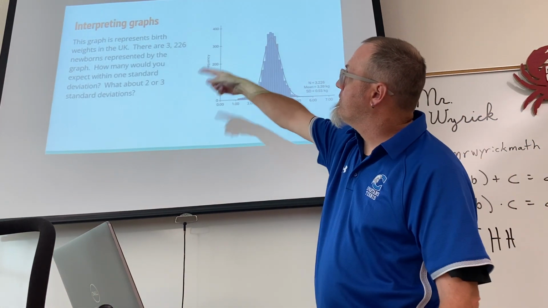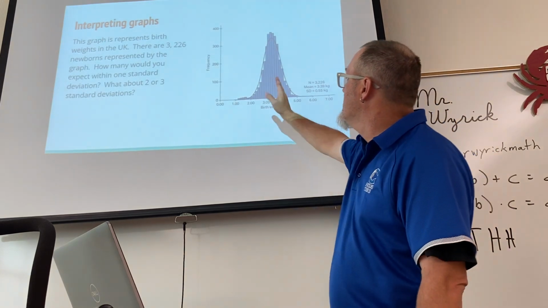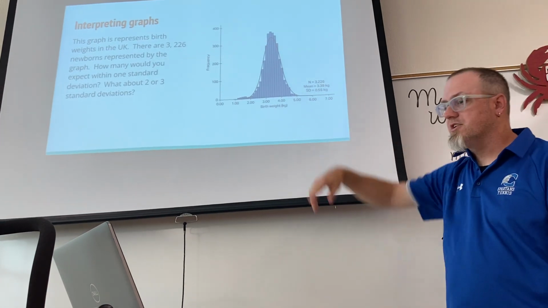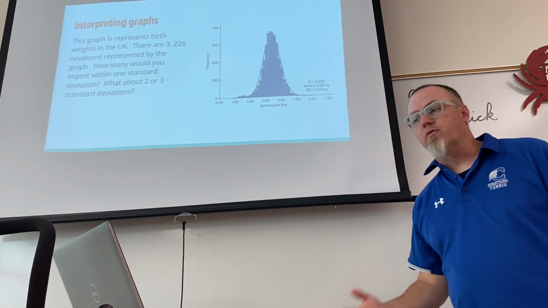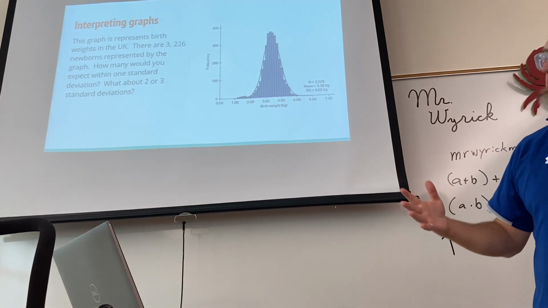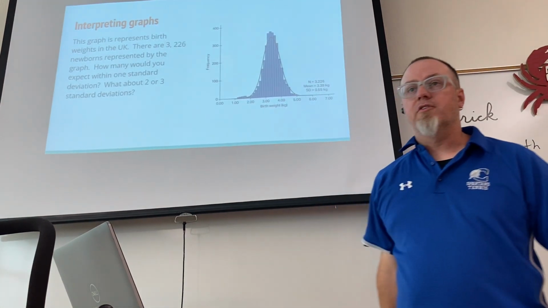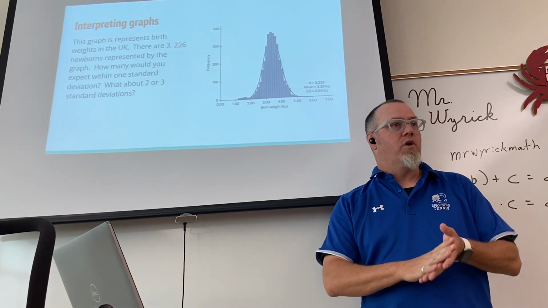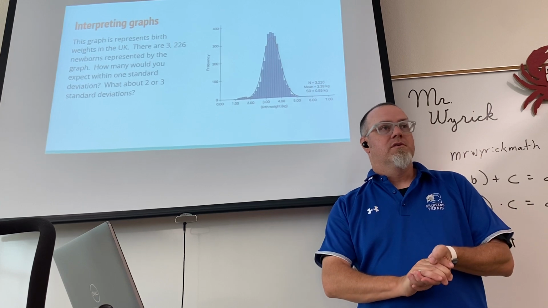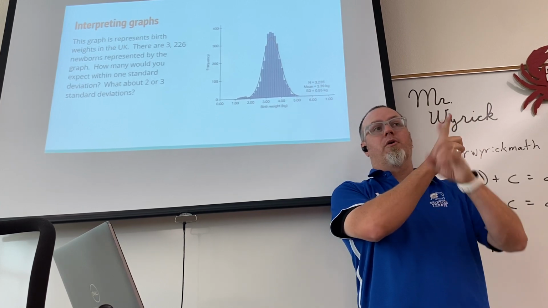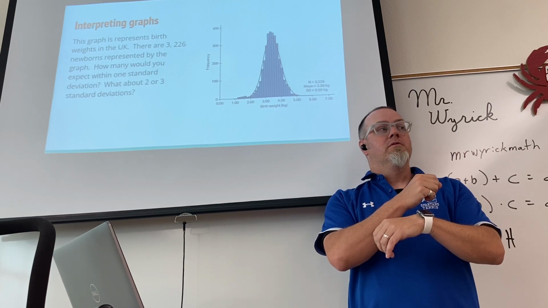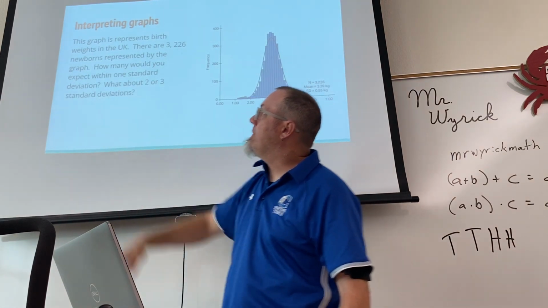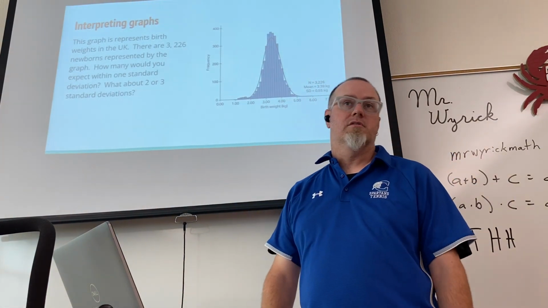So if there are 3,226, we find the mean. The mean is 3.39. The standard deviation is 0.55, just a little over half a kilogram, okay? Within one standard deviation, what should we see? What percent should be within one standard deviation? Not just up, but also down. 68%, okay?